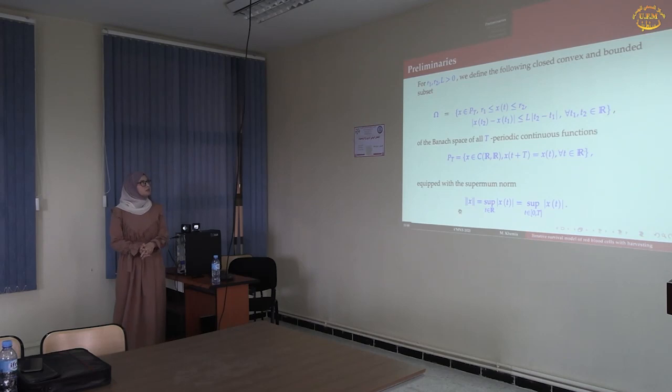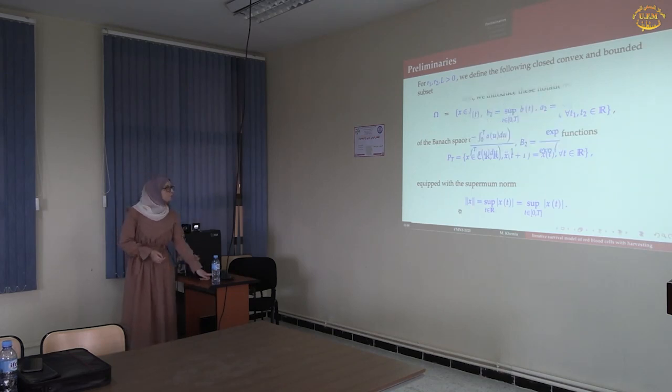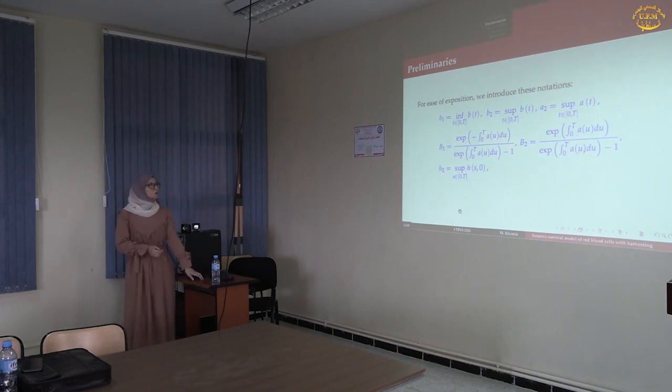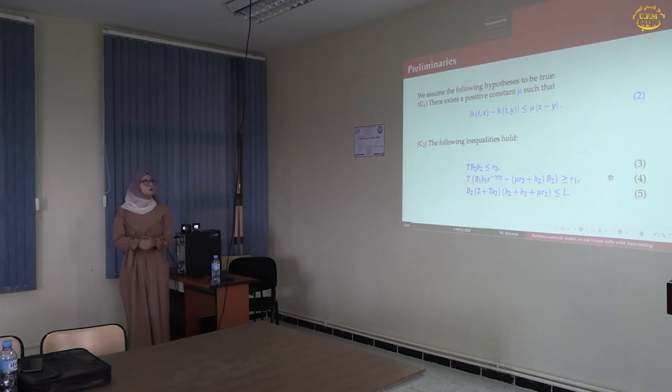So let's begin this section by defining the following closed, convex, and bounded subset omega of the Banach space of all T-periodic continuous functions equipped with the usual supremum norm. For simplifying our results, let's adopt these notations. Moreover, we assume these assumptions to be true. H satisfies inequality number 2, and these three inequalities hold.